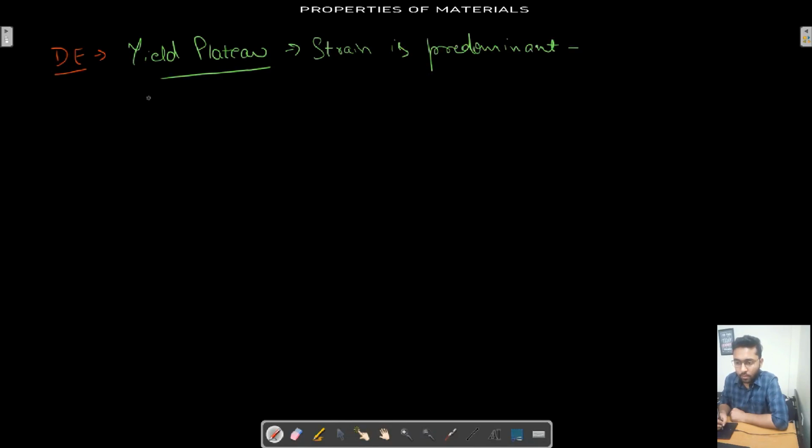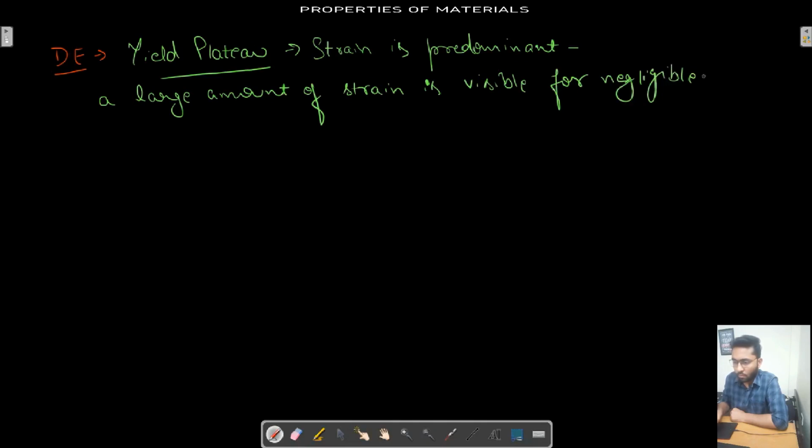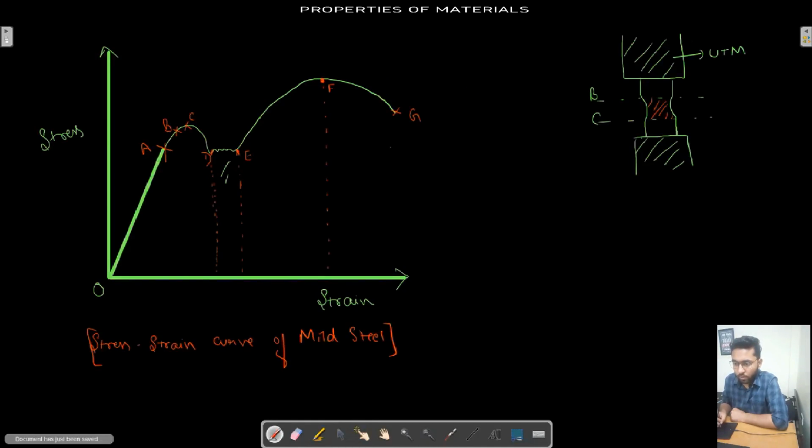Or we can say that a large amount of strain is visible for negligible stress increment. Alright, so this was the yield plateau, this portion.